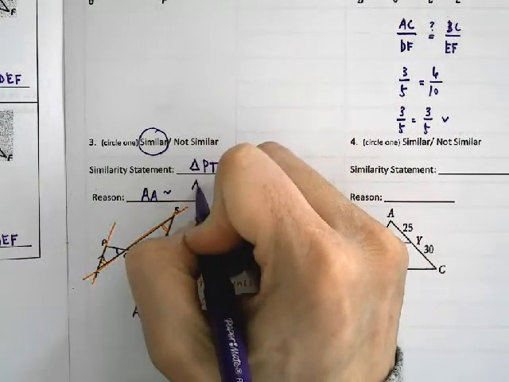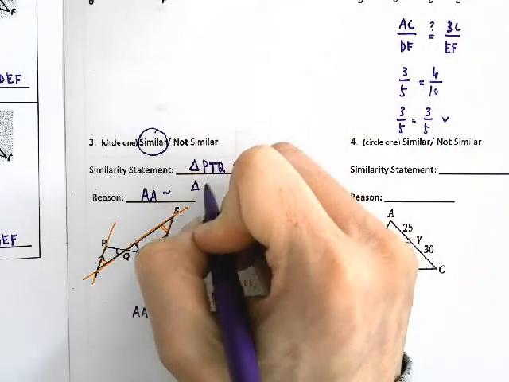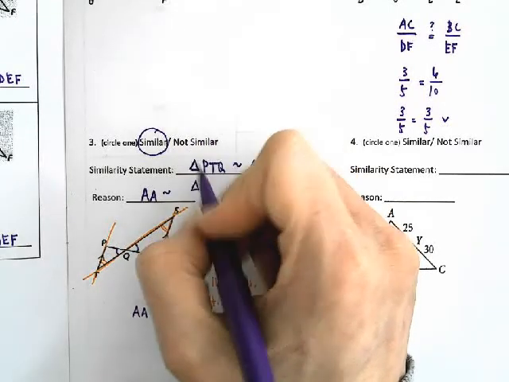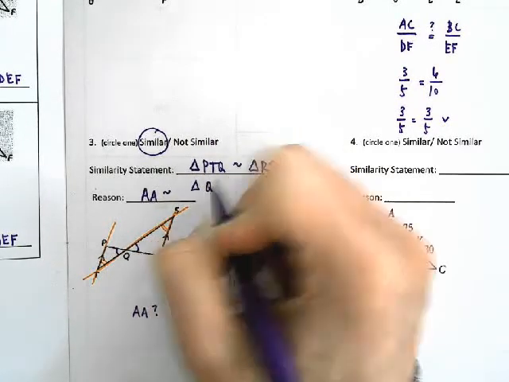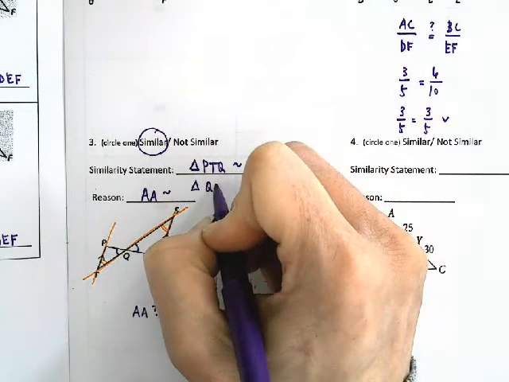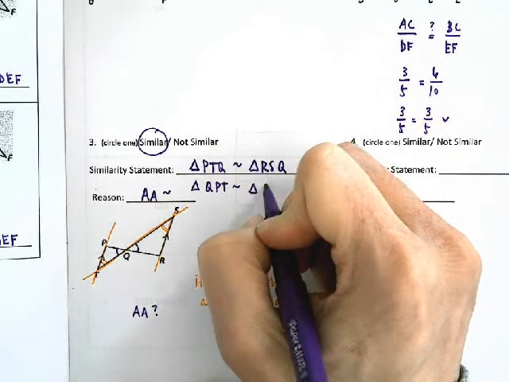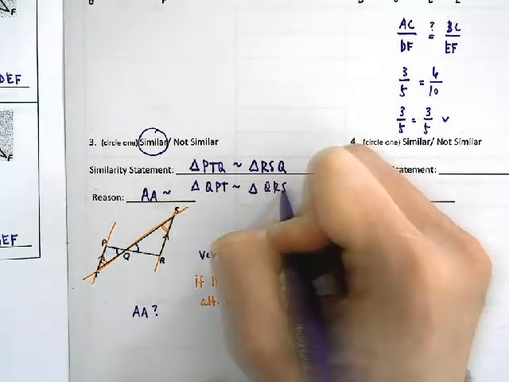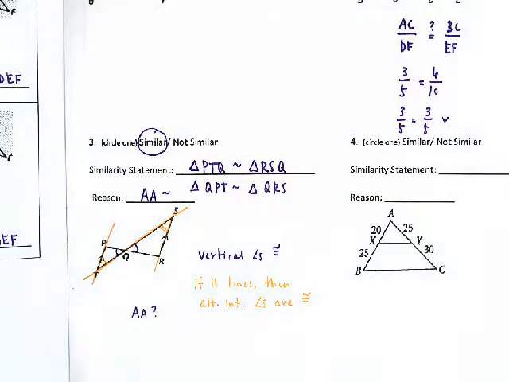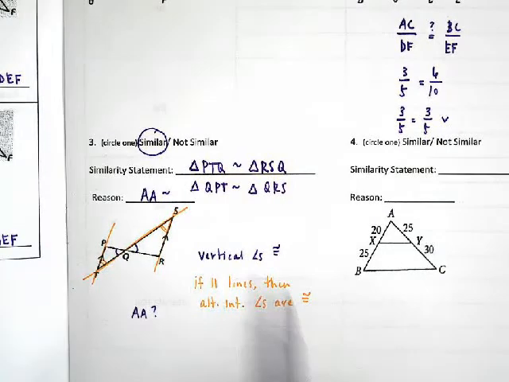Now, obviously keep in mind, I could have started, let's say, at Q. I could have said QPT is similar to triangle QRS. Again, as long as the correspondence is correct, it does not matter what the actual order is.